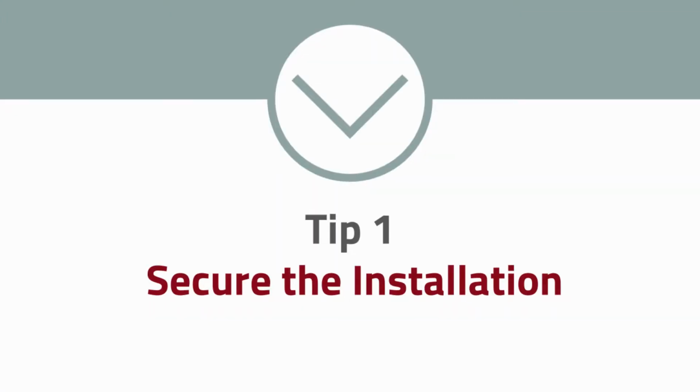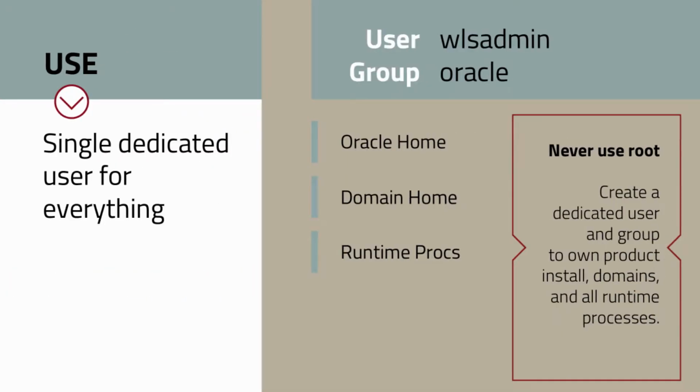So the first tip I want to share with you in securing your enterprise deployment of WebLogic is secure the installation. Well, what does that mean? When we install WebLogic, or any product for that matter, we tend to segregate products by user, or even functions within products by user. When we install WebLogic, it is recommended that we use a single user for everything. And by everything I mean a single user owns Oracle Home, the domain home, and all the runtime processes. So you can have a single or multiple Oracle homes depending on how you install your Oracle products.